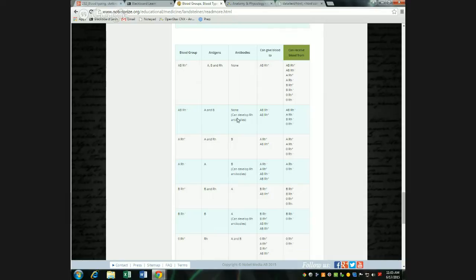And if that happens during the first gestation, it's probably not going to cause problems because the woman's probably not sensitive to the Rh factor. She doesn't have antibodies. But after exposure to it, she will develop antibodies.